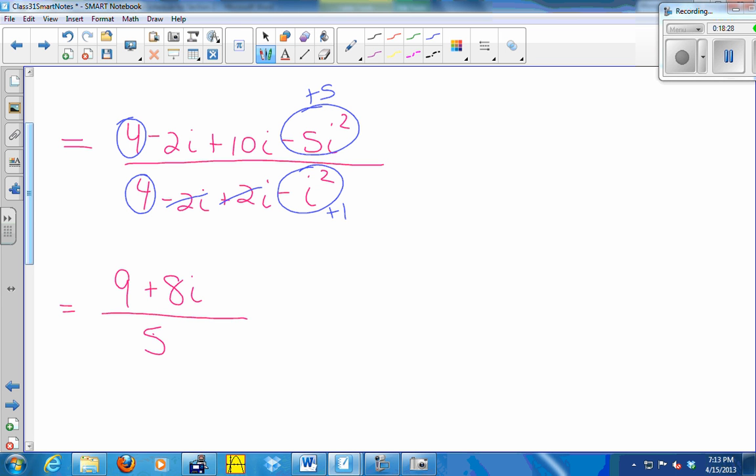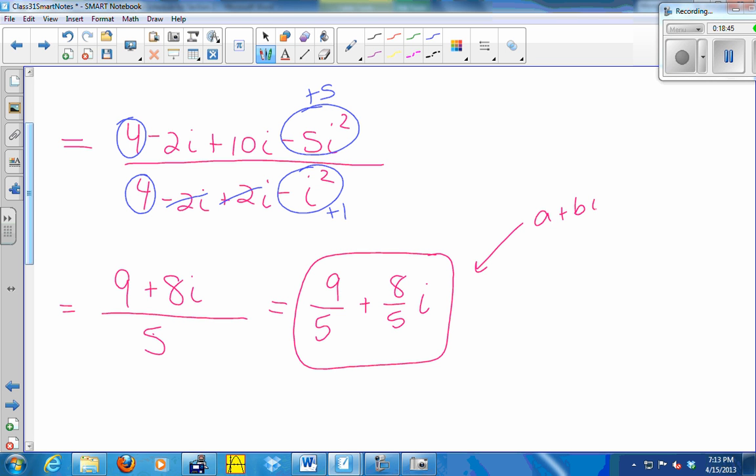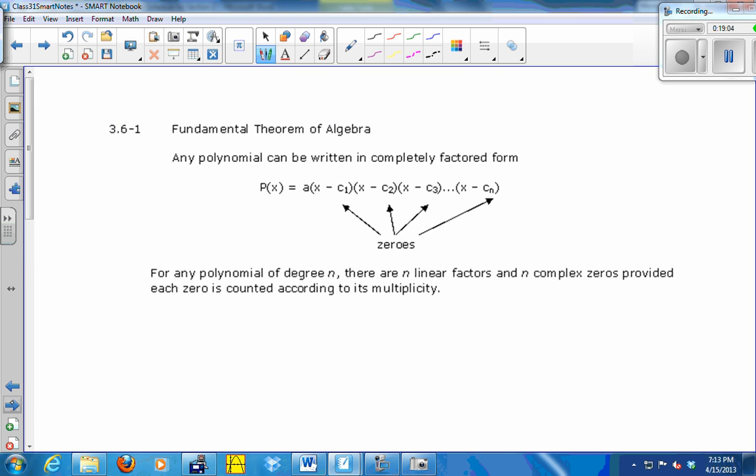And the last thing I'm going to do is break this fraction into two fractions. I can divide the 5 into both pieces. 9/5 plus 8/5 i. That way it looks like a plus bi, right? The definition of a complex number. All right, I think that's a good place to stop.